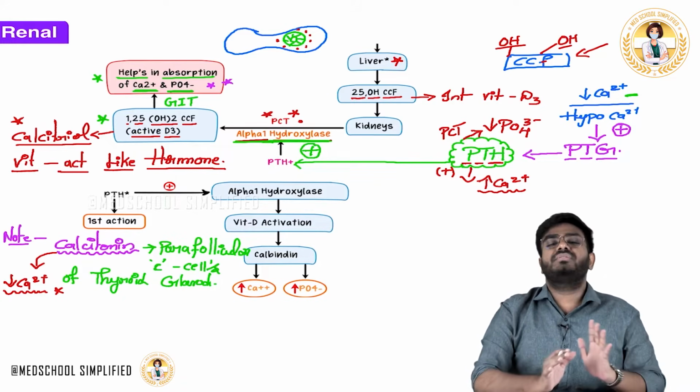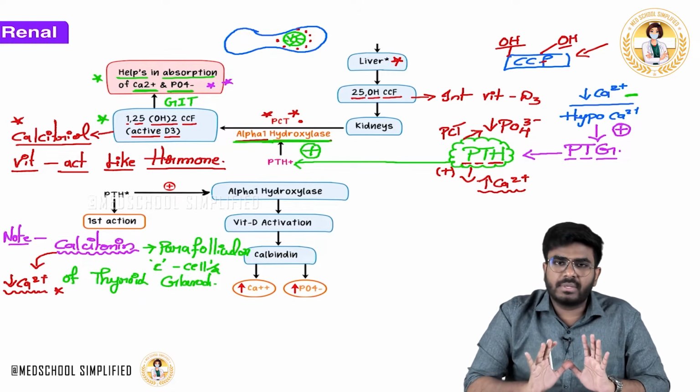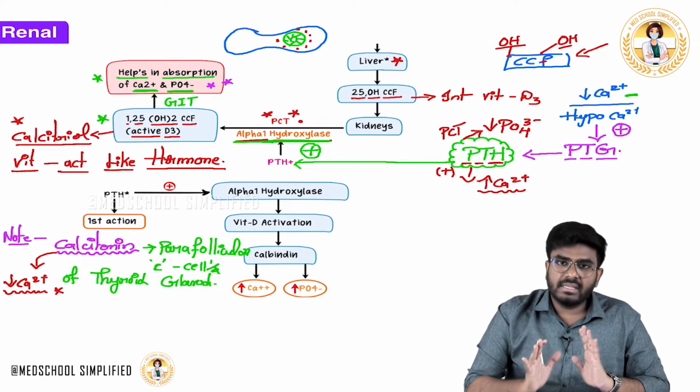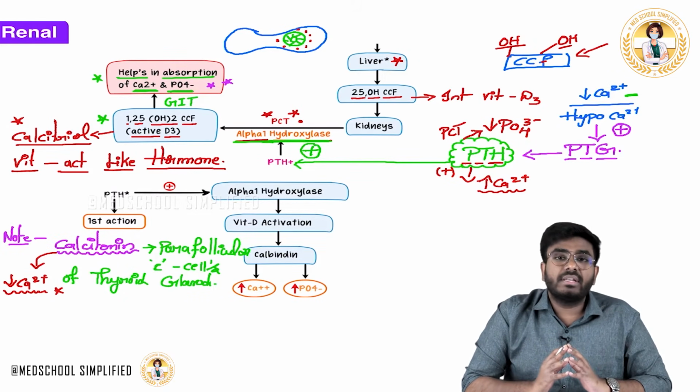Okay, so in this video we have seen some important points, like the important functions of the kidneys, general basic points about the kidneys, and also the activation of vitamin D3. Now in the next video we will discuss the renin-angiotensin-aldosterone pathway.